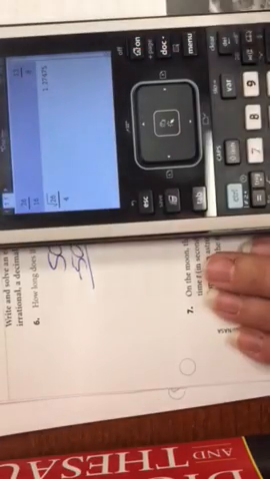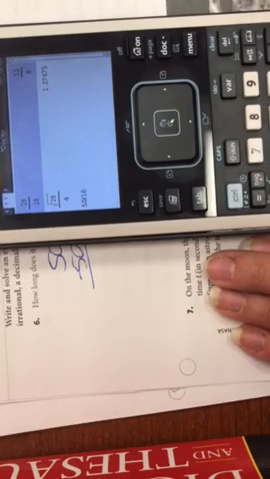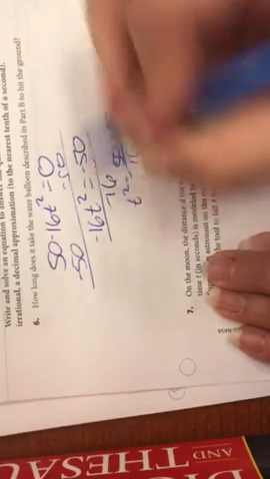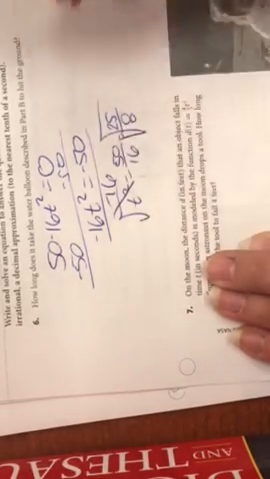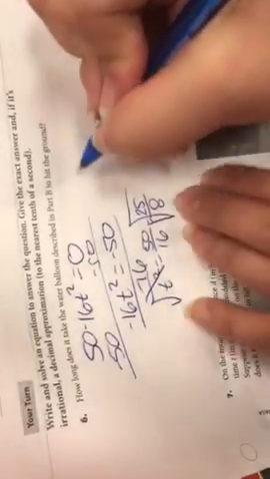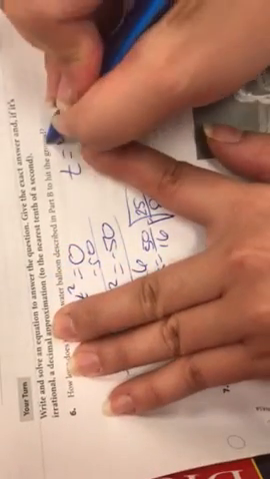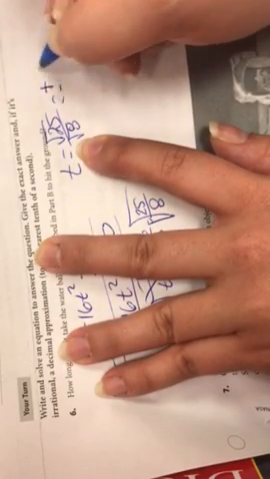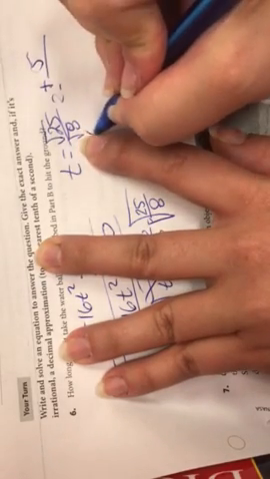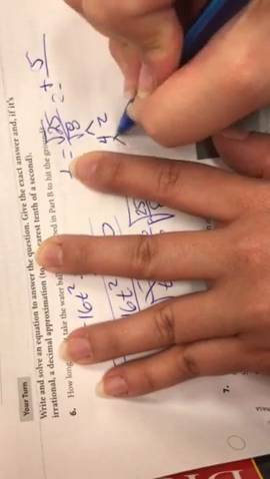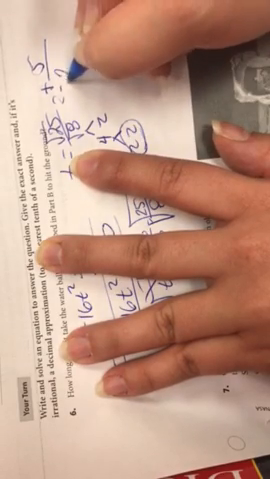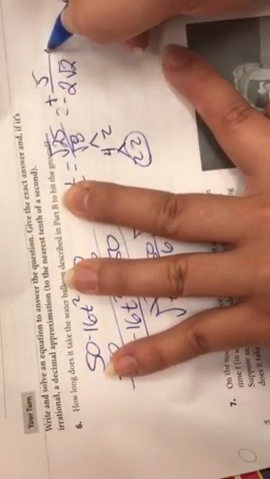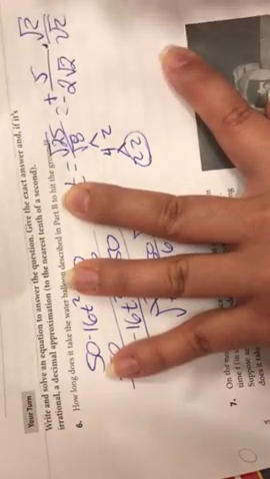I'm going to simplify that first. What is 50 divided by 16? 25 over 8. Take the square root of both sides. T equals the square root of 25 over the square root of 8. I know the square root of 25 is going to be plus or minus 5. 8 is really 4 times 2, and 4 is a perfect square, so the 2 can come out and a square root of 2 stays in. Again, we can't leave that square root on the bottom, so we're going to have to multiply by square root of 2 over square root of 2.